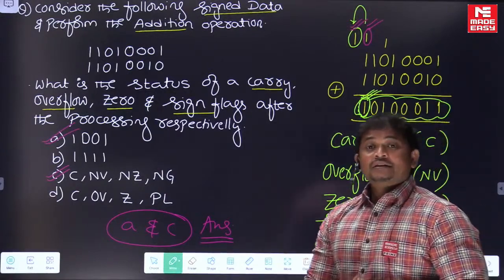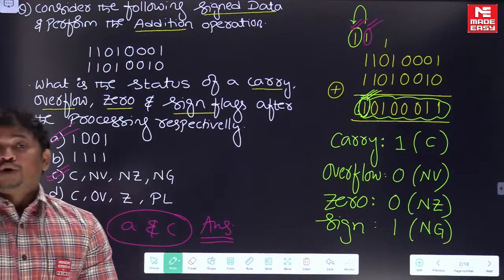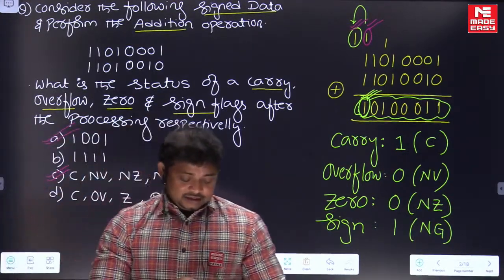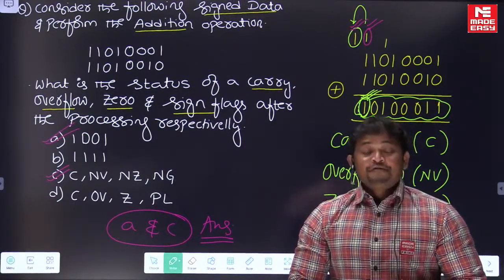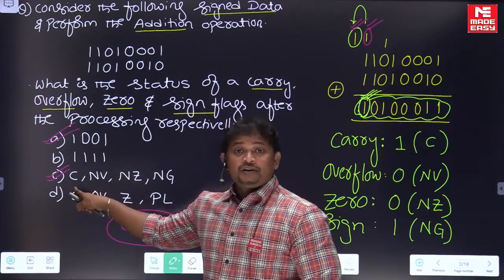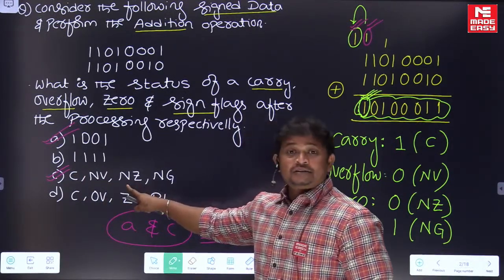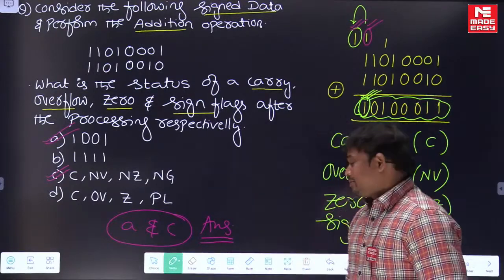Okay, students? Yeah. This is the analysis. A and C. So many students gave the right answer. Yes. Maximum students gave the right answer, and a few students gave only the A option. But here the C option is also correct. C means carry, NV means no overflow, NZ means non-zero, NG means negative logic. Okay, students? All right.